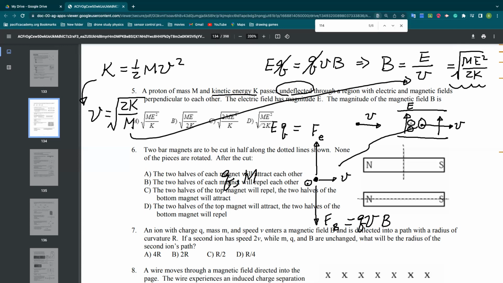So the answer is the square root of m E squared divided by 2K. So the answer is D. That's the one.